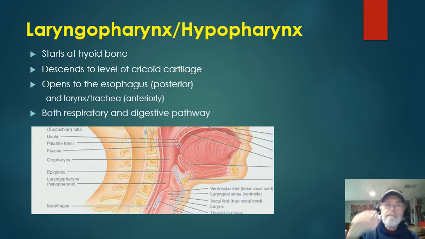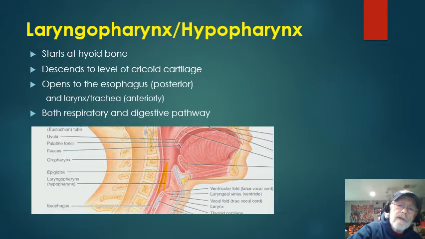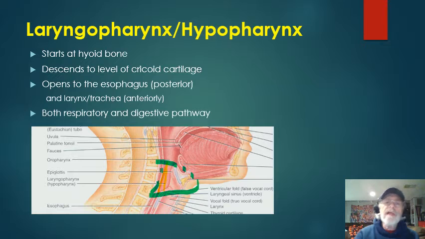Okay. Now we get down to the laryngopharynx, and the laryngopharynx is the area that's down in here. This area down here is the laryngopharynx. And this basically goes all the way from the hyoid, which would be right here, that little yellow thing right there, all the way down to the area of what's called the cricoid cartilage.